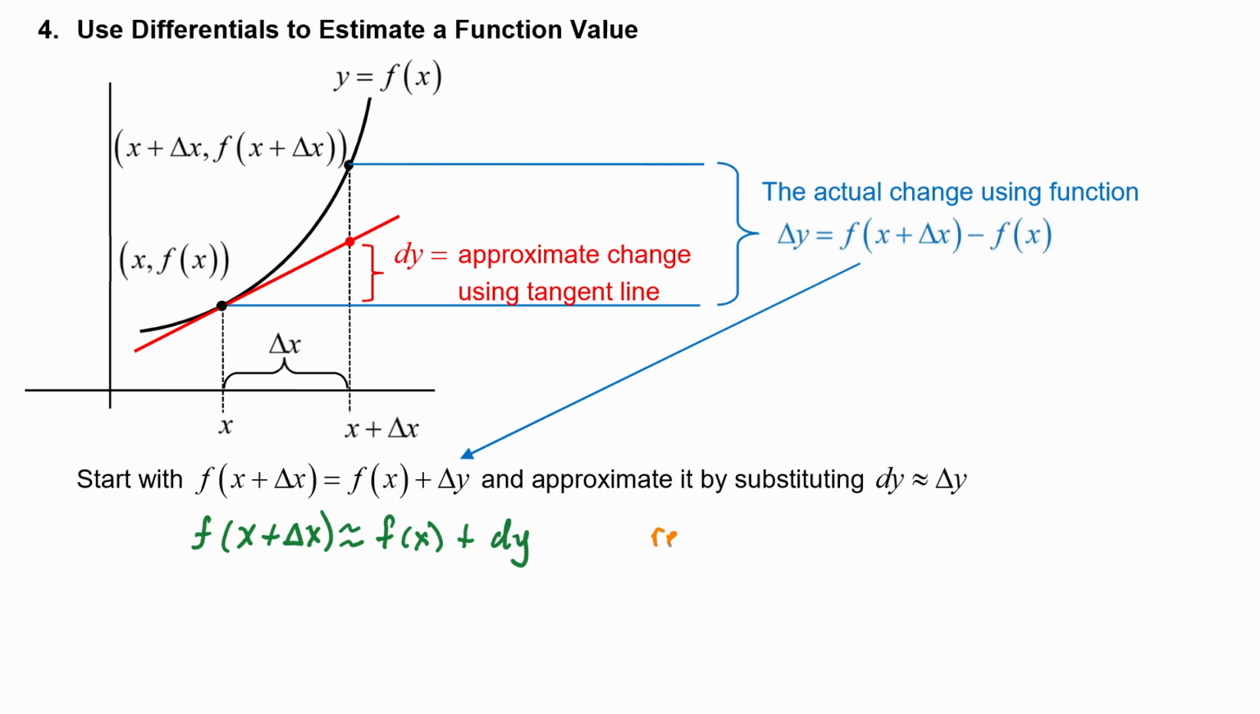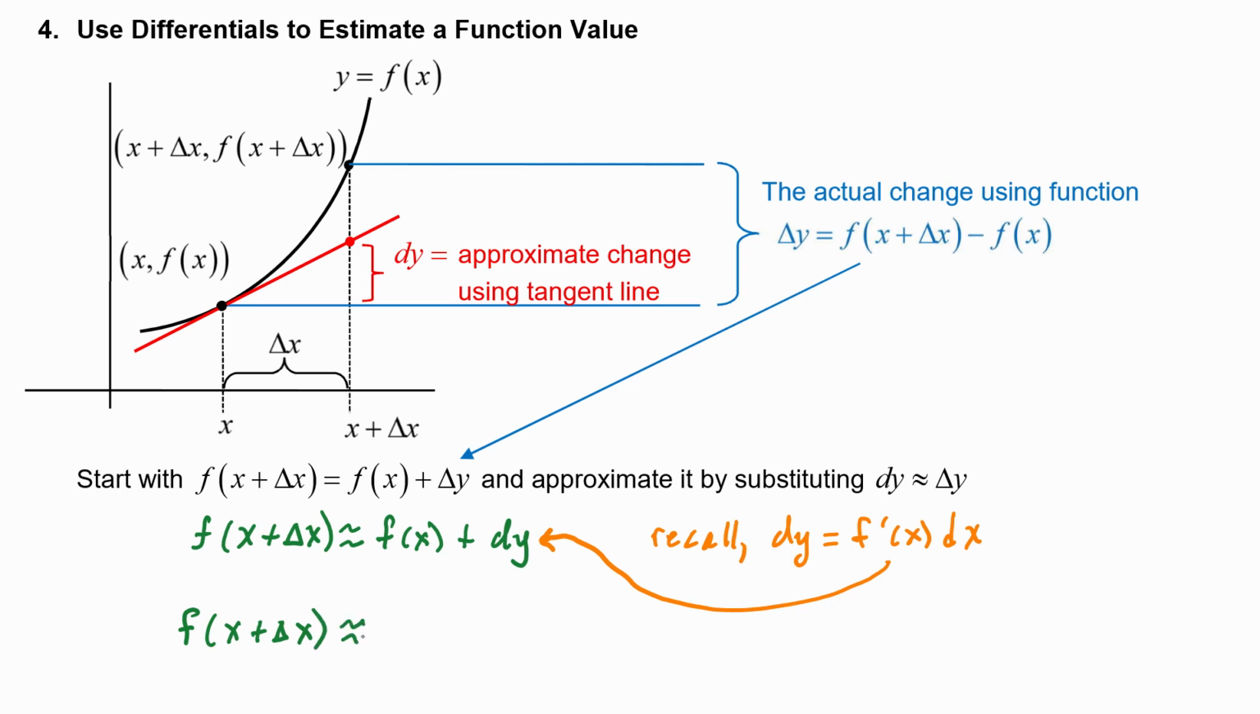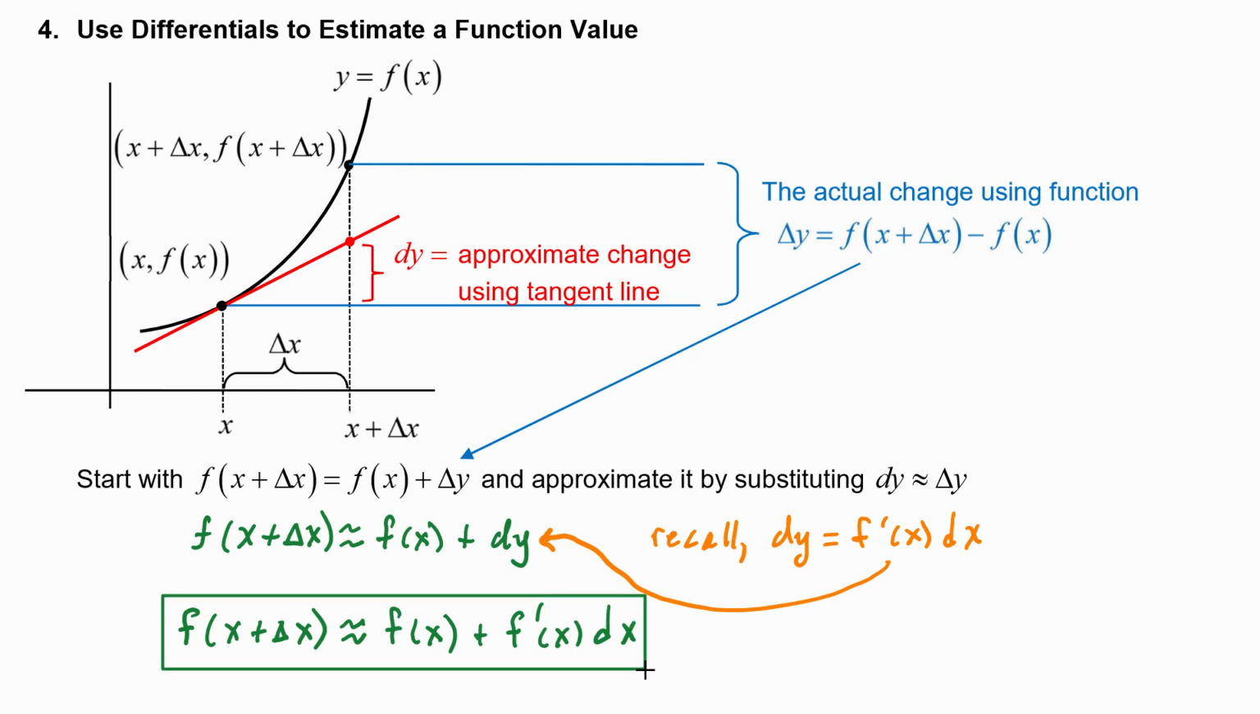Now we have to recall that dy is defined to be f prime of x dx. And we're going to take that and substitute it in for dy. Now we have f of x plus delta x is approximately equal to f of x plus f prime of x dx. And we are going to be able to use this approximation to estimate function values.